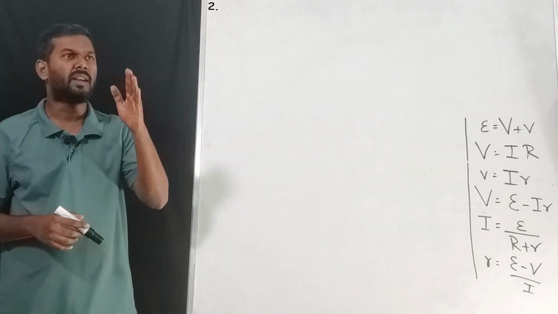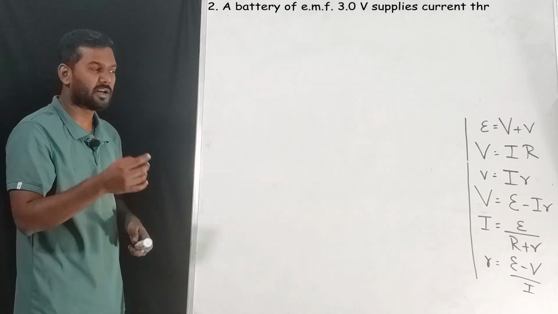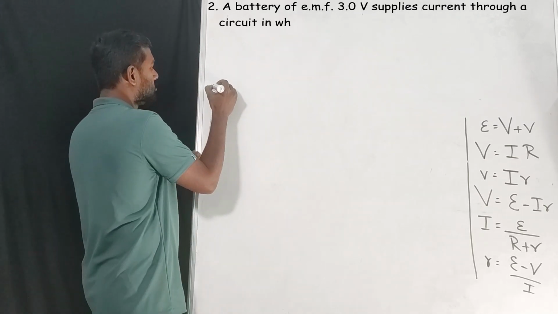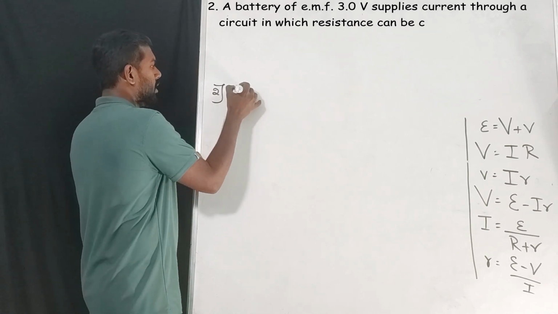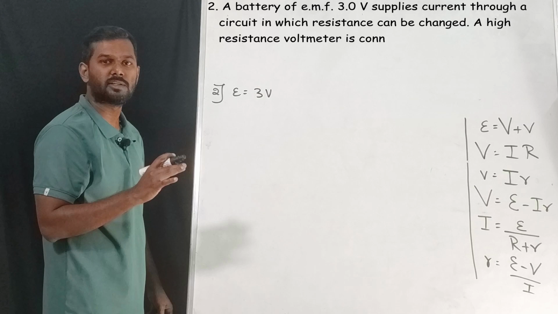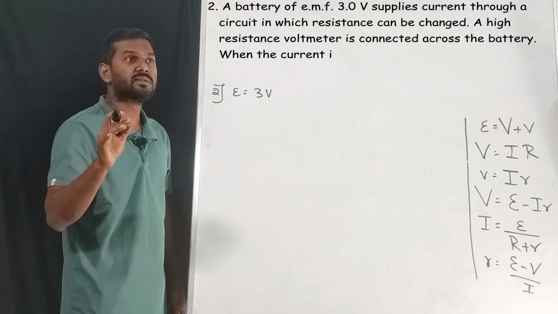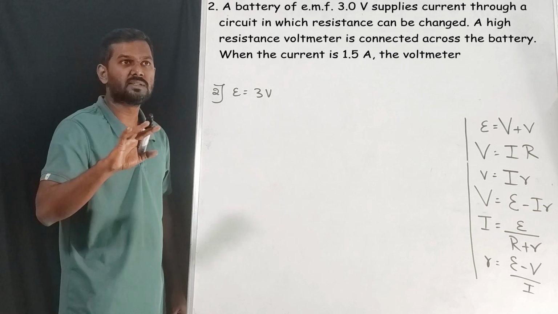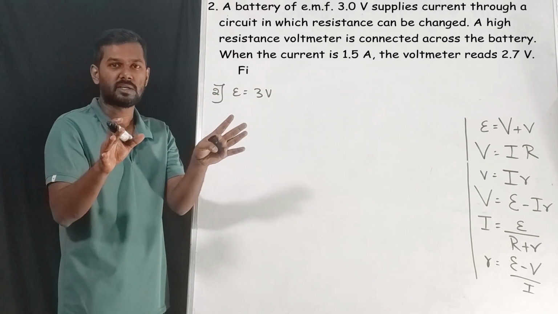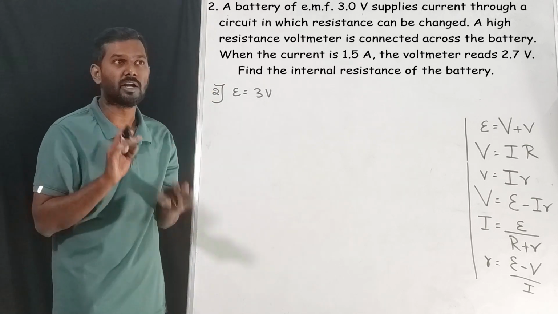Second question, a battery of EMF 3 volts. According to the question, we'll write the given data so we'll understand everything. So in the second question, EMF will be equal to 3 volts. 3.0 is nothing but 3 volts only. It supplies current through a circuit in which the resistance can be changed. Don't worry about all these things. First we'll write the given data, then we'll understand everything.